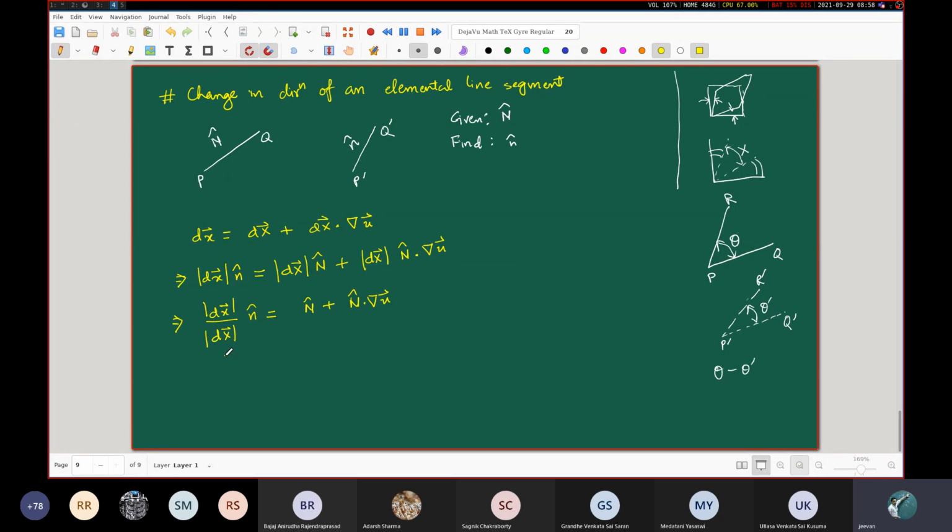Tell me, what is this d small x vector magnitude divided by d capital X vector magnitude? 1 plus epsilon. This is simply 1 plus epsilon, is it not? So we obtain this thing now. I'm not changing anything on the right hand side. So the answer to the question, what is this n hat, is simply this thing.